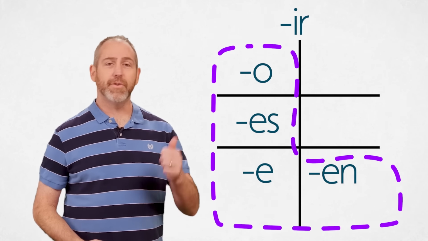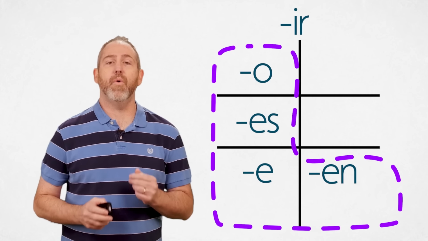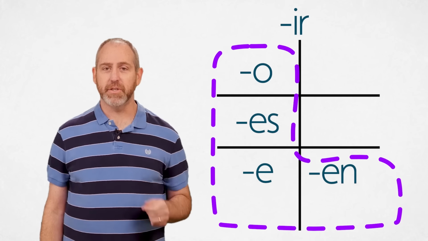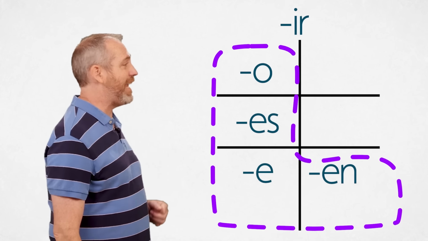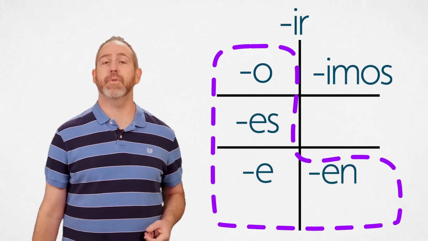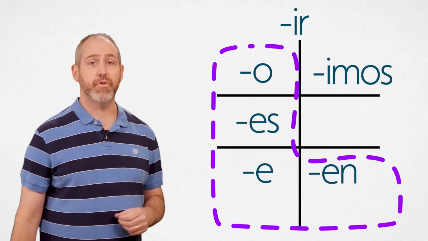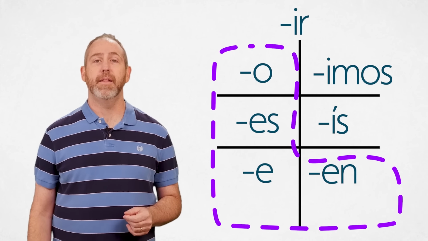All right, so what about those other two that are not in the boot, the nosotros and the vosotros form? All we have to do with those is think logically. With nosotros, change it to an I, and we get this, imos, I-M-O-S. It makes sense, really, doesn't it? And now for the vosotros form, it's simply ís, the I-S.